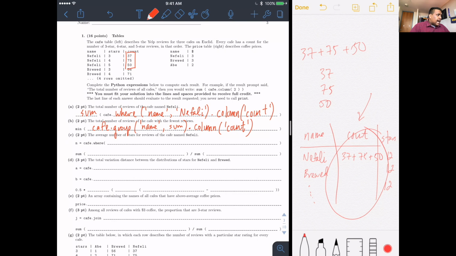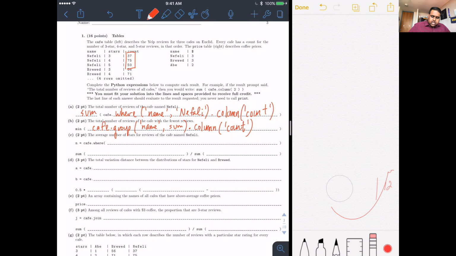The third problem asks us for the average number of stars for reviews of the cafe named Nafali. So what's the average rating that Nafali got? And this question lends itself towards finding the weighted mean. Right. We have 37 threes, 75 fours, and 50 fives. What's the average number of those, right? Well, so first they give us the hint that we would like to use a helper line to make our second line of code a little easier, right?